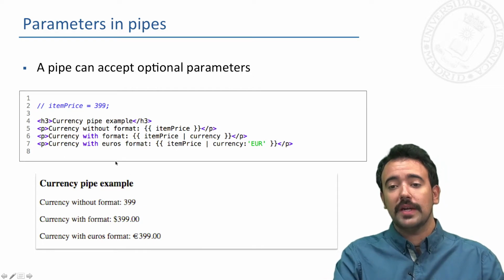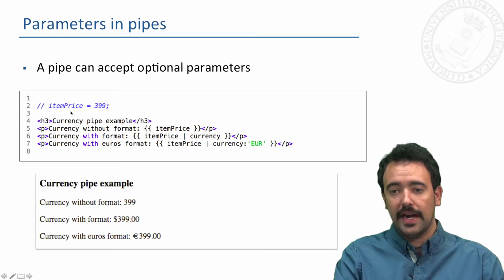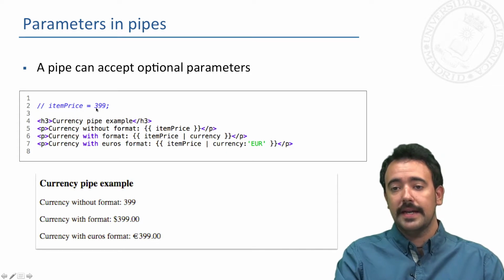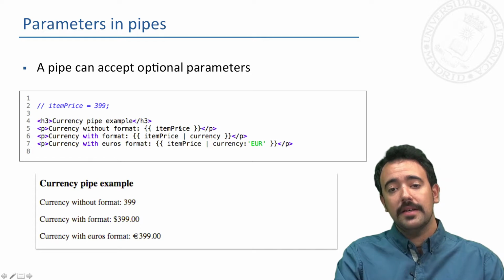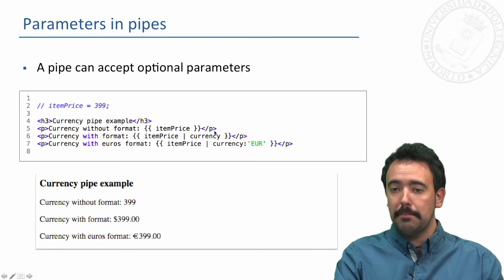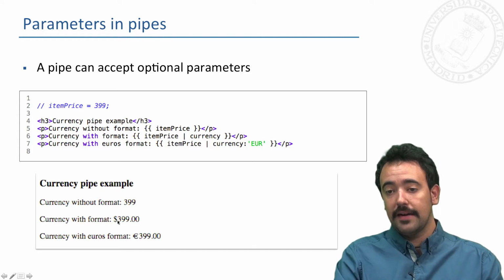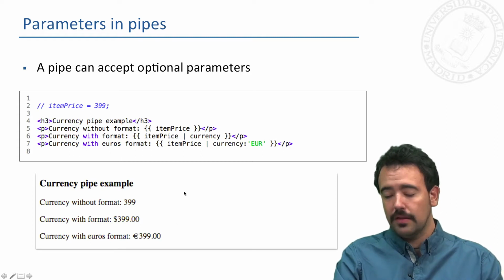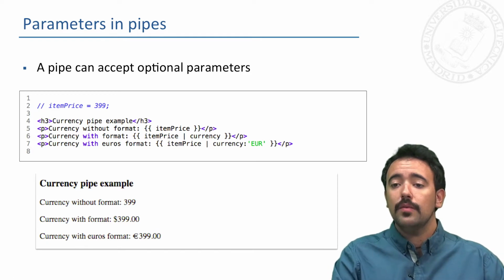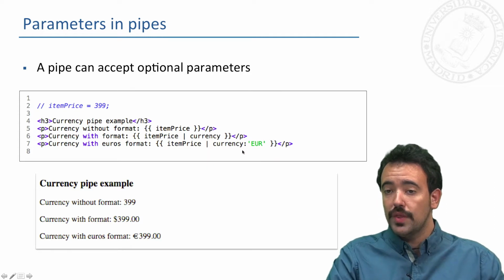So for instance, as you can see here in this example, we are defining the price of a specific item, 399, and we are displaying this property in three different formats. The default one without applying any pipe, then applying the currency format that, as you can see here, puts it with decimals and including the dollar character, and then we can also pass a set of parameters to the currency pipe.